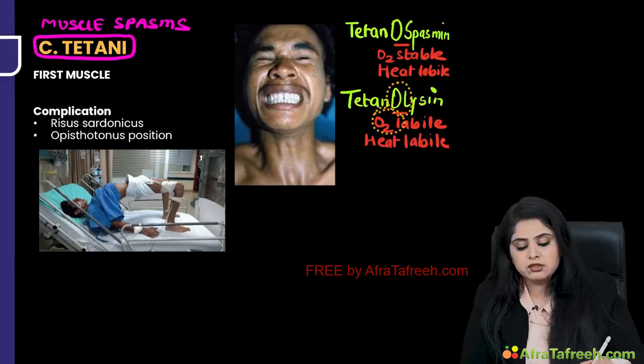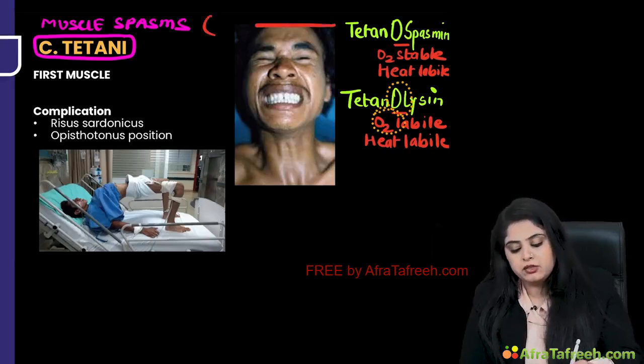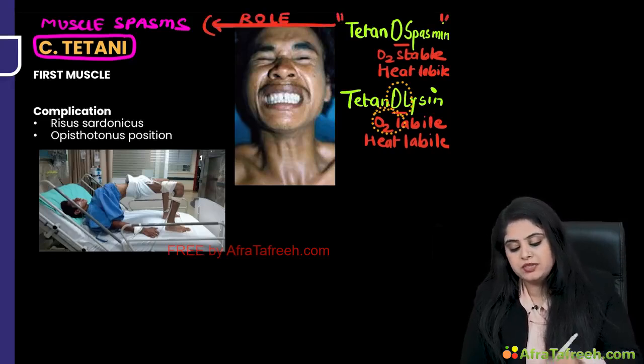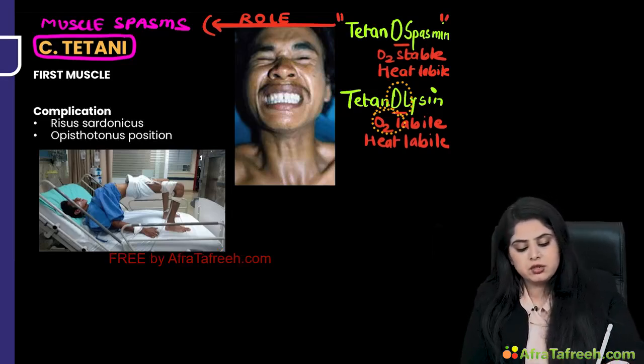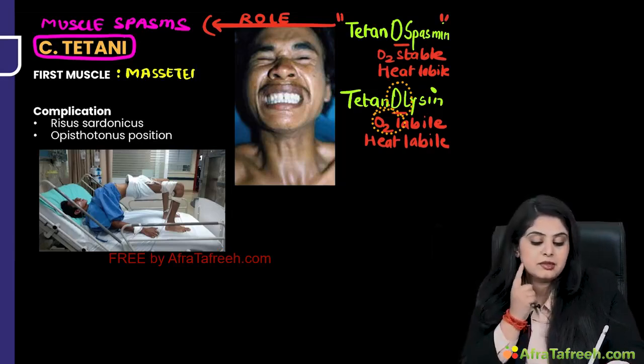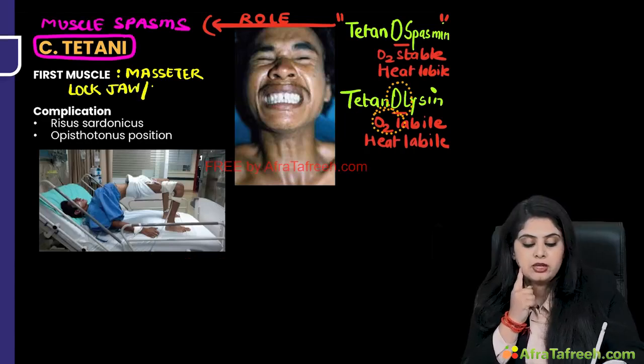And which one do you think is causing spasms? Of course, the role of muscle spasms is going to be by tetanospasmin. Very famous question: who causes this? Okay, which is the first muscle to undergo a spasm? It is going to be the masseter muscle. And if the masseter muscle undergoes a spasm, the patient is going to have a locked jaw. He will not be able to open his mouth. So there is going to be trismus.